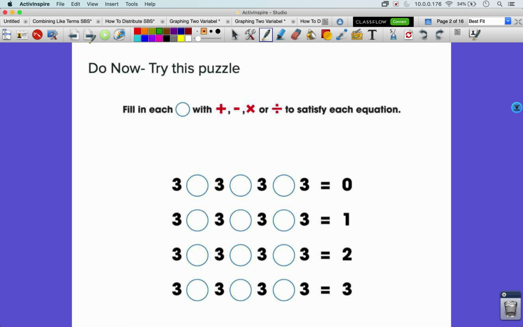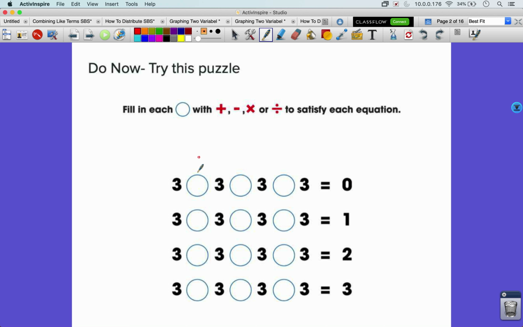I've got a quick puzzle for you to get started here. Go ahead and try this puzzle. Pause the video. Your goal is to make the numbers 0, 1, 2, and 3 with 4 threes by swapping out different operations. Okay, so here's how we can do it.